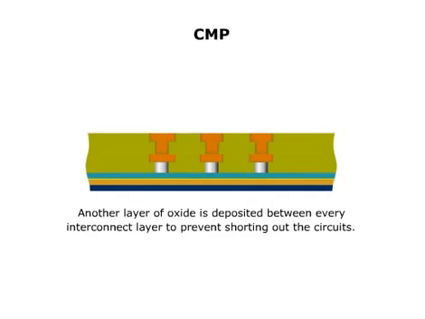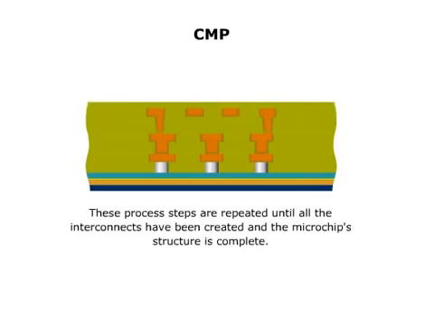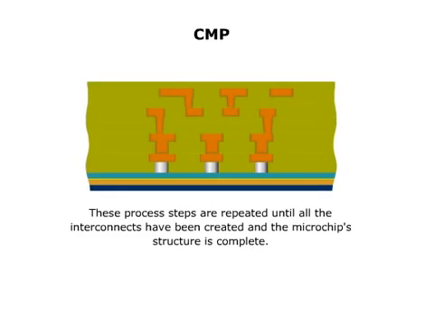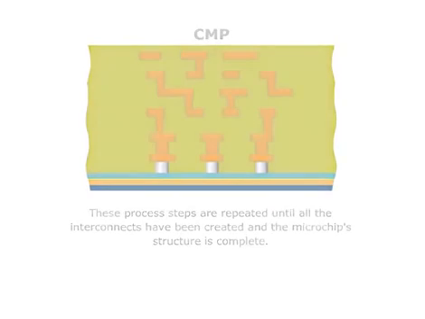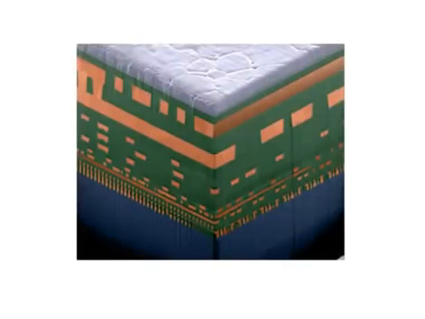After the deposition of the metal is completed and the surface is smoothed out with the CMP step, another layer of insulating material is deposited between every interconnect layer to prevent shorting out the metal lines on the microchip. These process steps are repeated until all the interconnects have been created and the microchip structure is complete. Today's most advanced microchips can have up to 10 layers of interconnects.